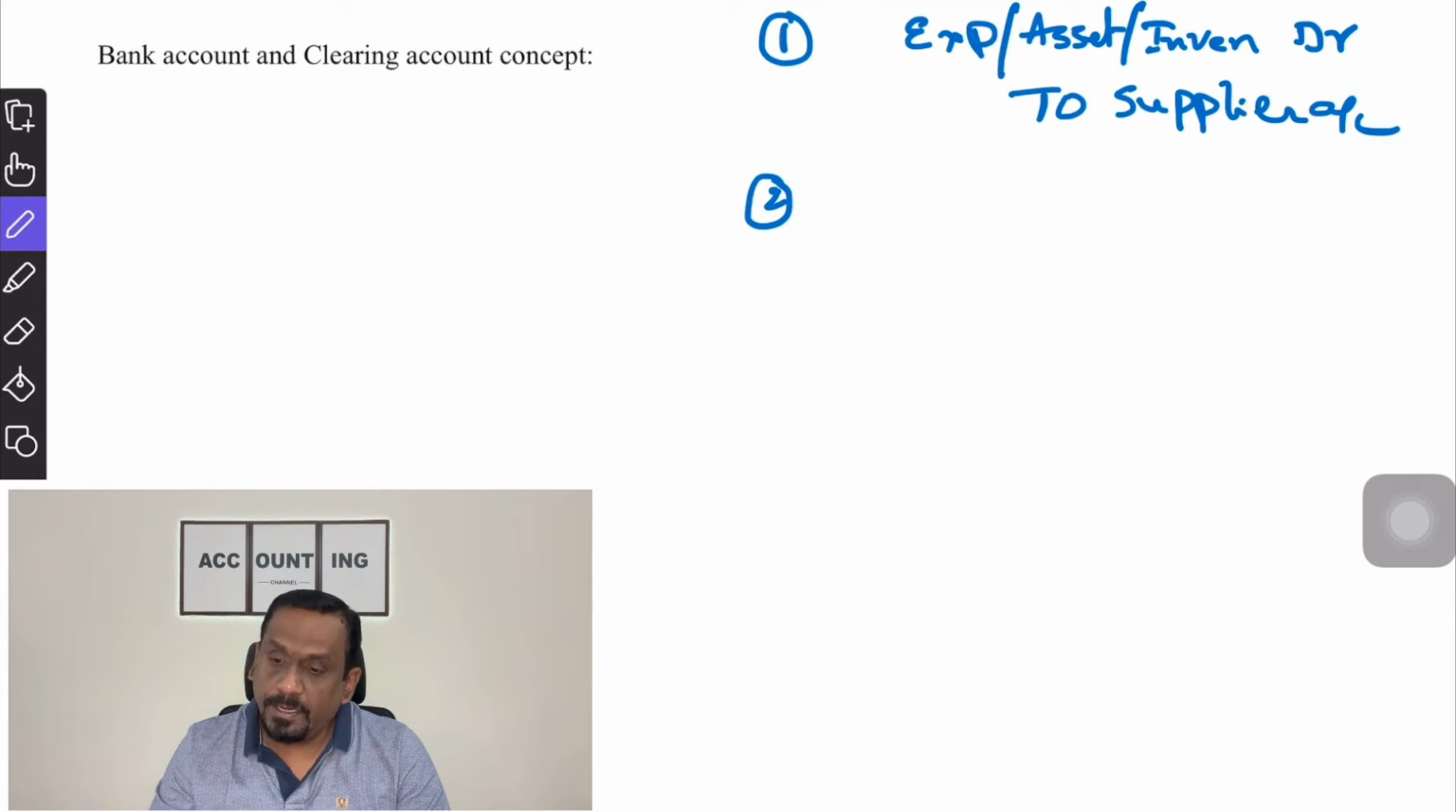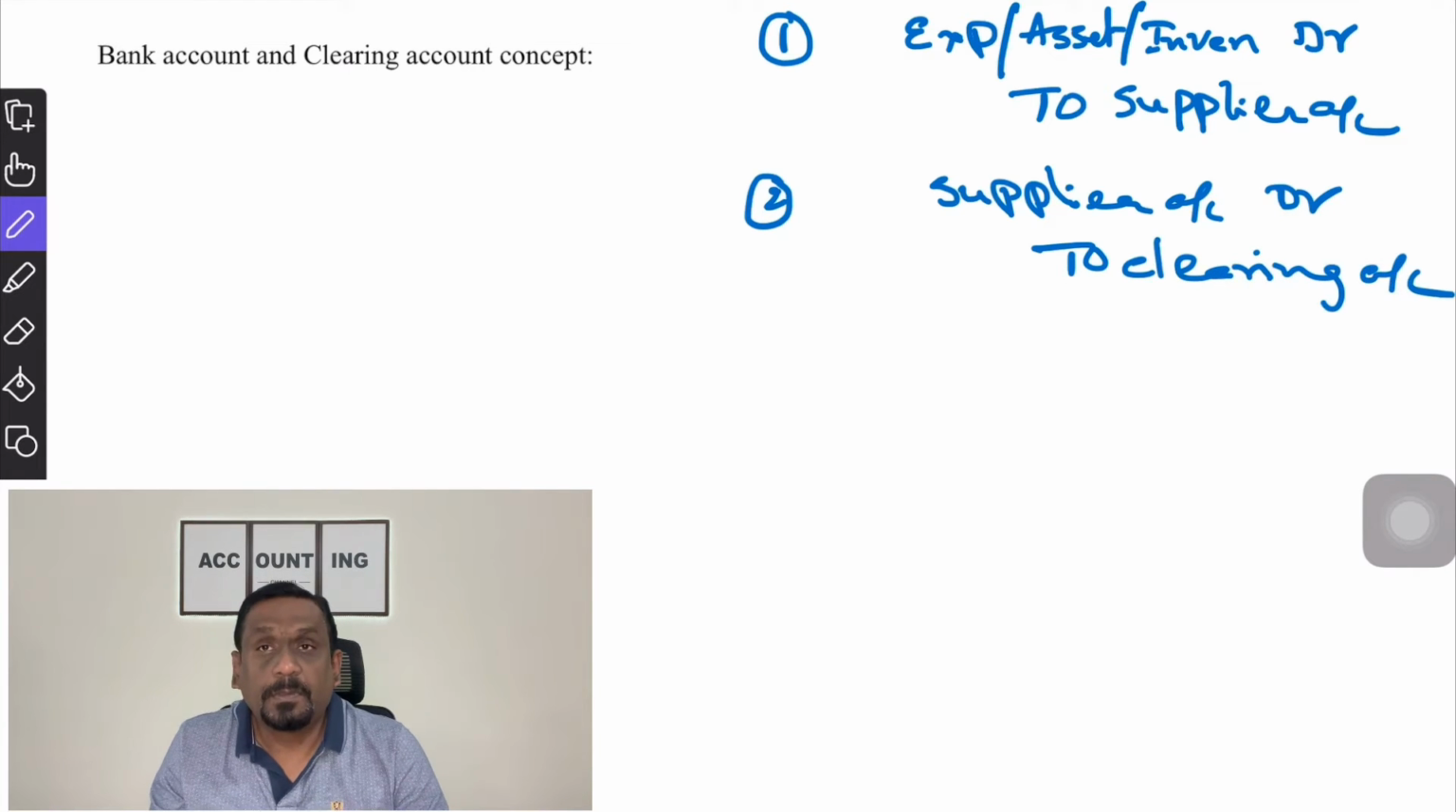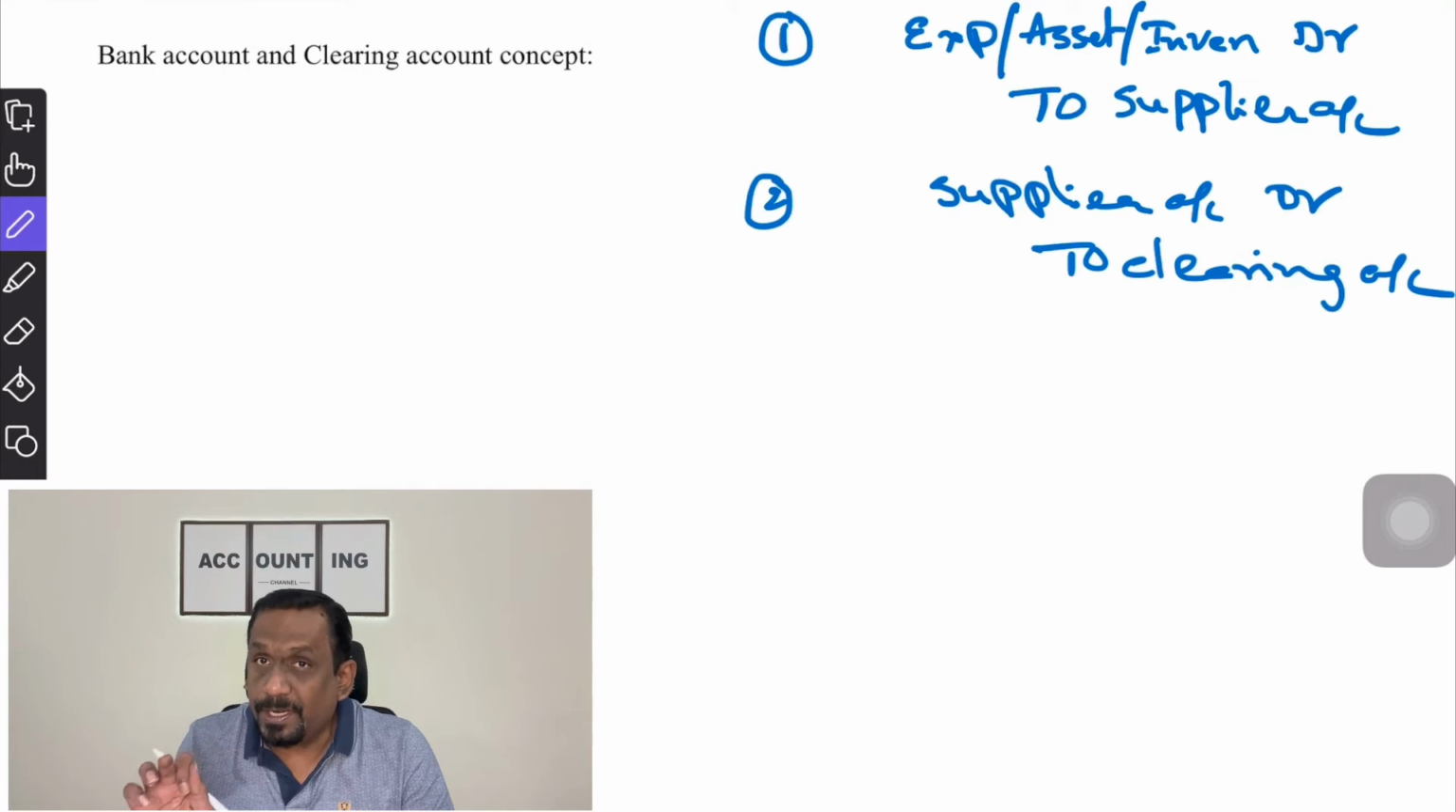You know what that entry is? It will be supplier account debit, clearing account credit. What entry will the system post? Supplier account debit, clearing account credit. So this entry will be posted when we run the pay proposal.